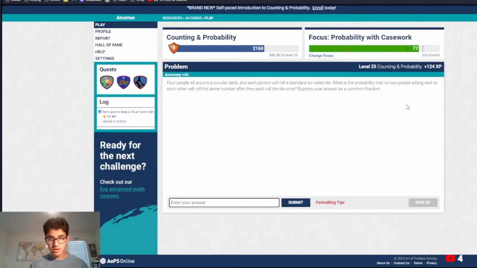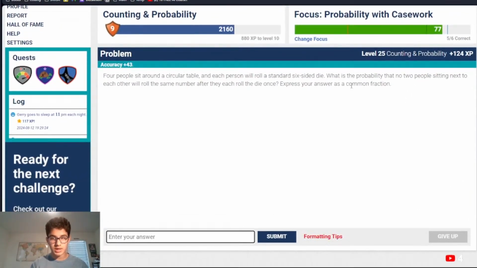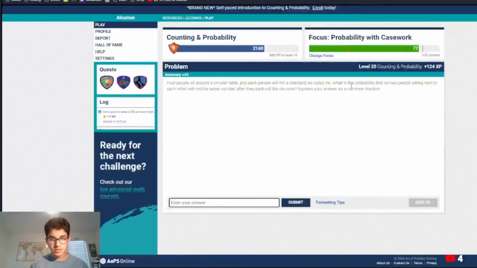Perfect. Four people sit around a circular table and each person will roll a standard six-sided die. What is the probability that no two people sitting next to each other will roll the same number after they each roll the die once?